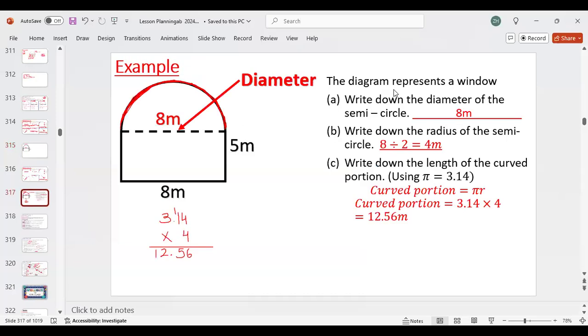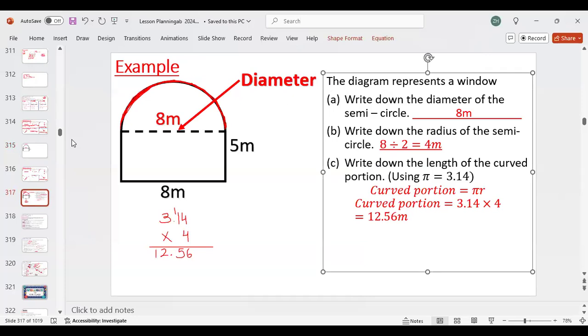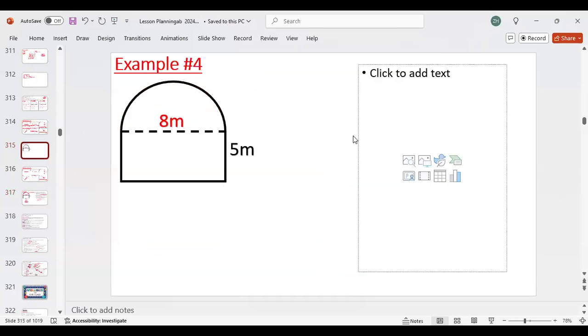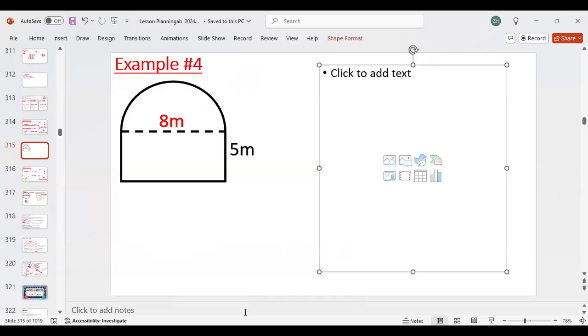And so we're going to say the diagram represents a window.